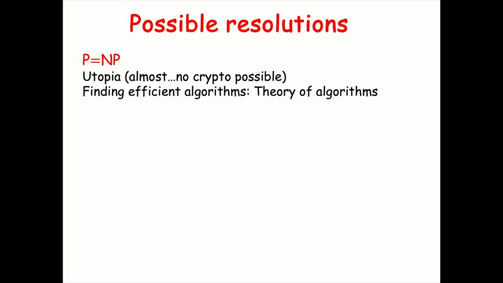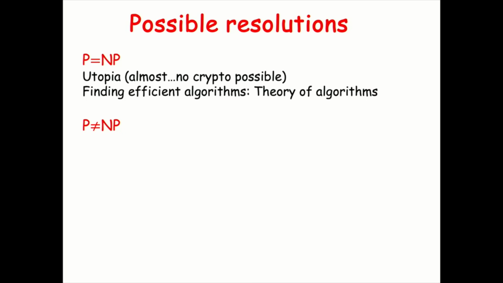Okay, so the first question to ask is what are the possible resolutions of the problem? Of course, one is that they are equal. This is the utopia I mentioned, but I should mention a caveat also, because if P equals NP, there are no secrets. So there is no cryptography and no online shopping if you want your privacy. And anyway, this direction towards proving P equals NP is just developing good algorithms, and that's a huge field. That's the main production of the theory of computation.